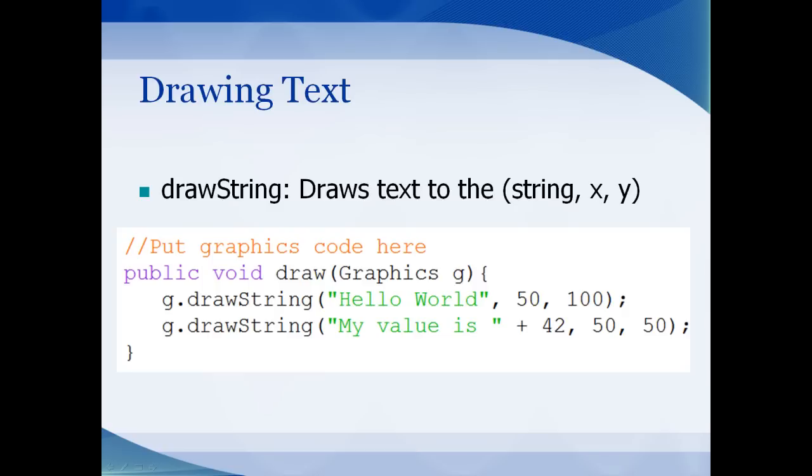Now it's a little tricky because it doesn't display in the order of the code this time, it's by the coordinates. So if you look at the hello world command, it has a Y value at 100. And the my value is 42 command has a Y value set at 50. So the second command is actually displaying above the first command in the window.